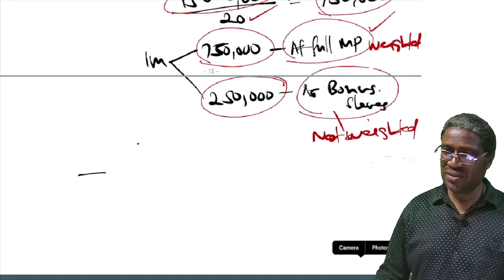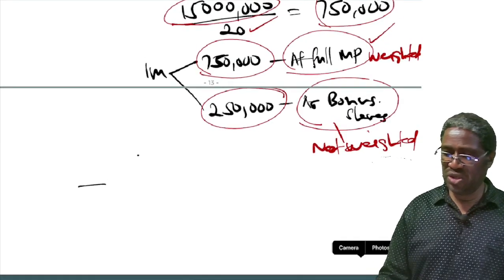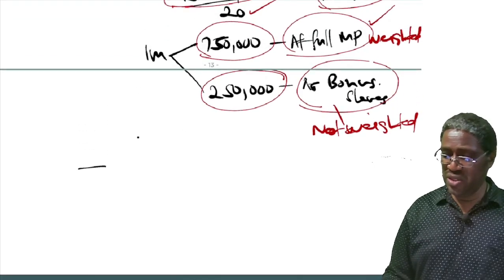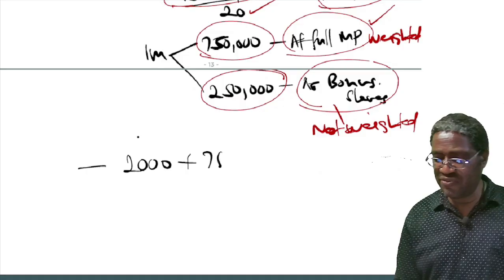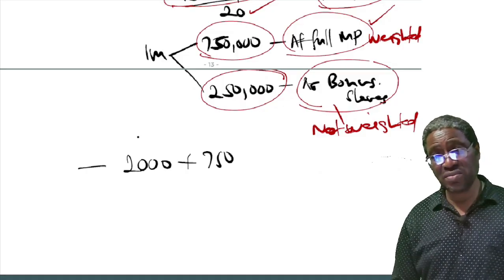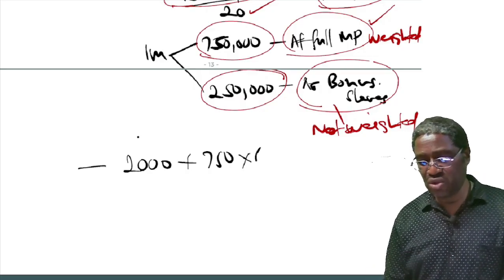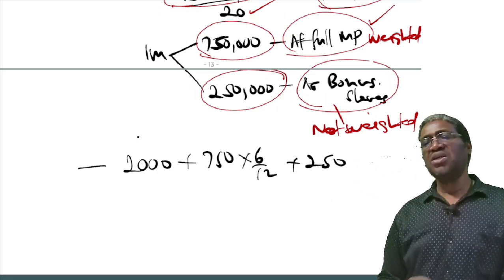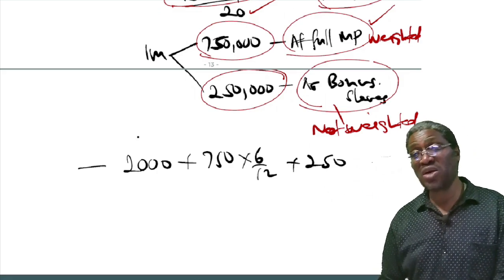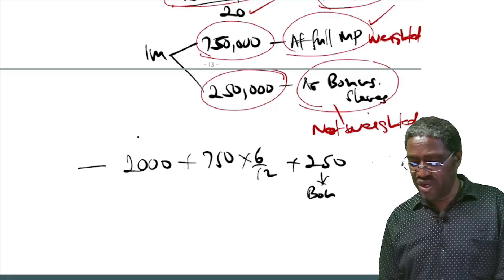Now listen. Let me continue. We began the year with 2 million shares, plus 750,000. But the money did not come at the beginning. The money came in July. So we multiply that by 6/12, plus the bonus, the 250,000. You have to weight. You multiply by 6/12. This is bonus. They are never weighted.